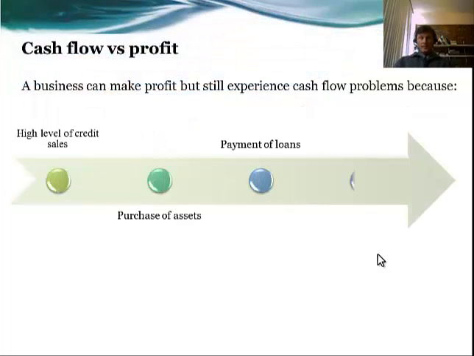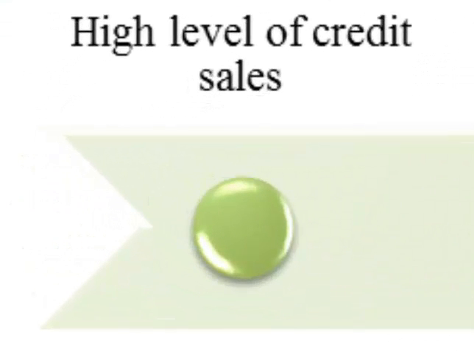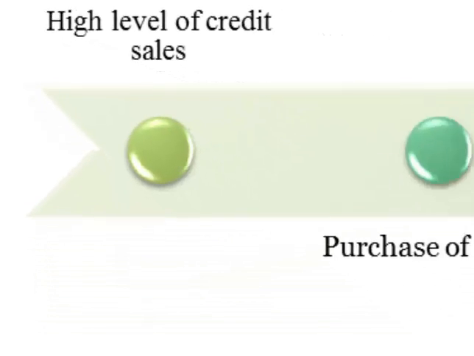When we look at cash flow, it's important to realise the difference versus profit. A business can make lots of profit, but still experience cash flow problems, and there's a number of reasons for this. A business may have made plenty of sales and have a high level of credit sales, but if they don't get paid back straight away, all this money is out there and it isn't coming in, and you're not completing the cash flow cycle, which can have an impact upon your cash flow in the short term.